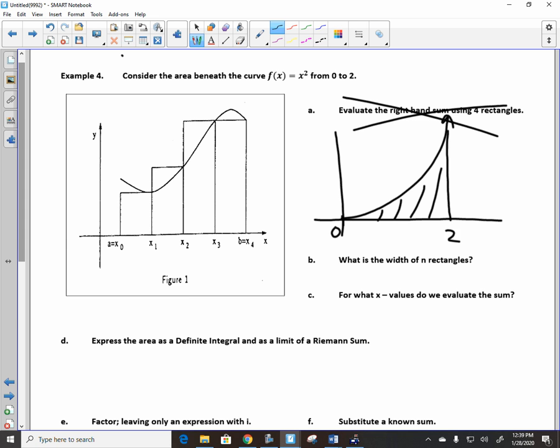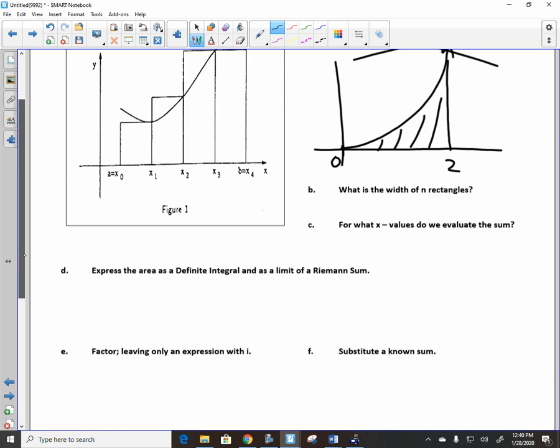When you're trying to find area, it's always important to decide these two things. Number one, what is the width? If I'm going from 0 to 2 and I want n rectangles, what's the width of each rectangle? 2 minus 0 divided by n, which, as you said, is 2 over n. That is what we call delta x. Lock that in.